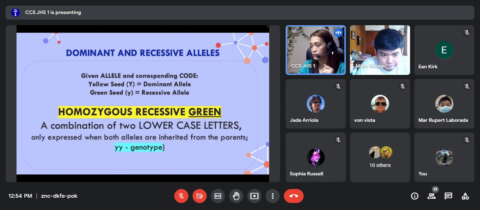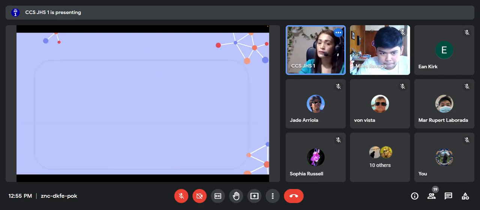Now, what if your given is homozygous recessive green? In this case, you have the same letter Y, but this time both letters are in lower case because we are now talking about recessive. So we have two small letter y. Same case again, but this time it is in lower case, or what we know as small letter.